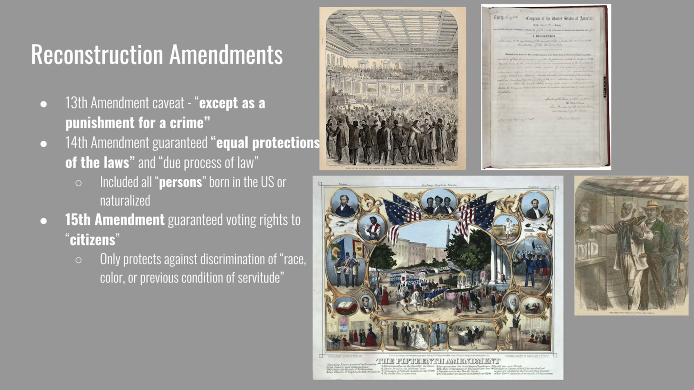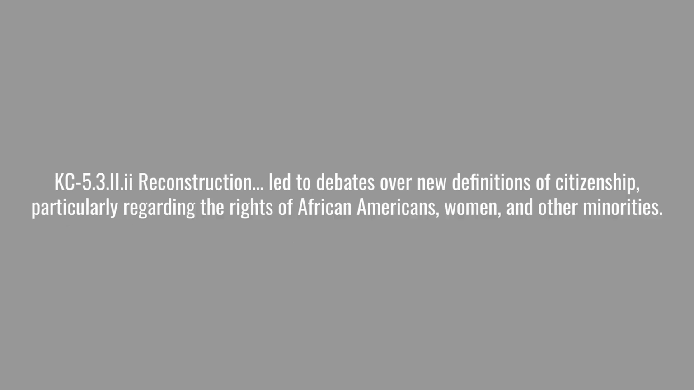The 14th Amendment guaranteed equal protection and due process under the law. This included all persons born in the U.S. or naturalized. The implication of this wording is covered more at length in the following slides. Finally, the 15th Amendment guaranteed voting rights to citizens. Again, the wording is important as it only protects against discrimination of race, color, or previous condition of servitude. It's important to note that it does not include sex or gender in the 15th Amendment. In the next key concept, we delve deeper into the debates that arose as a result of these amendments.